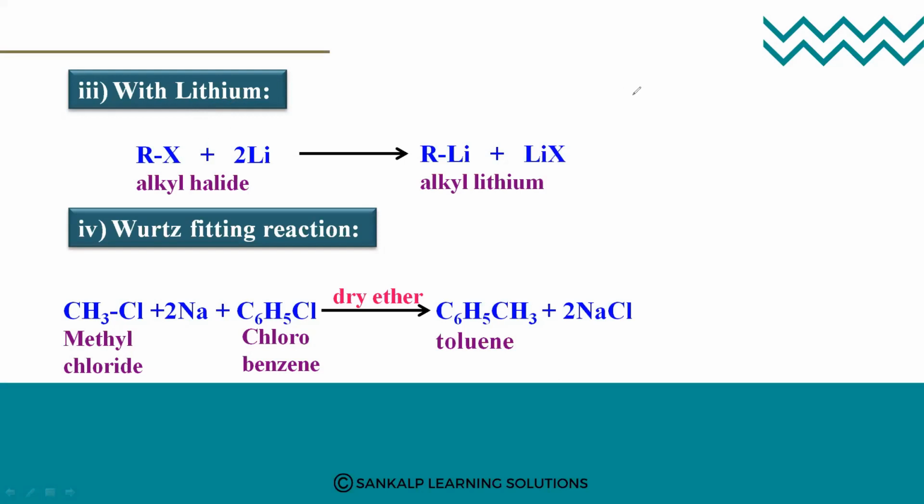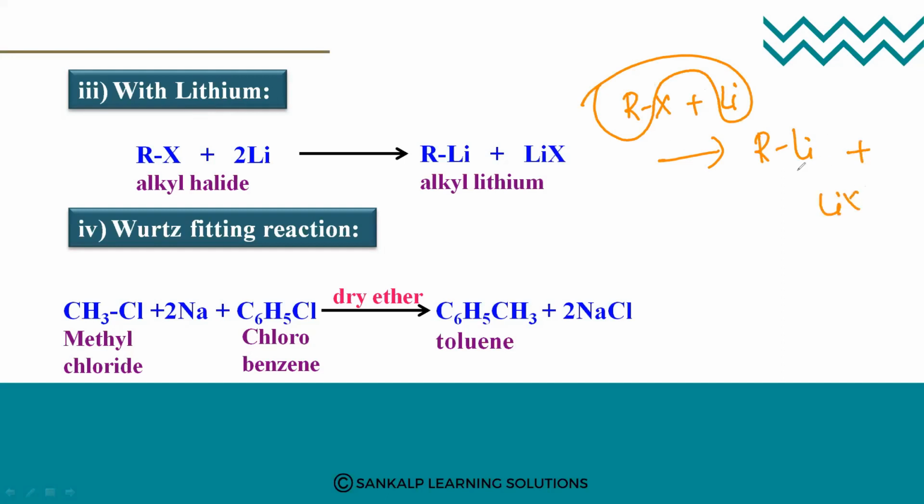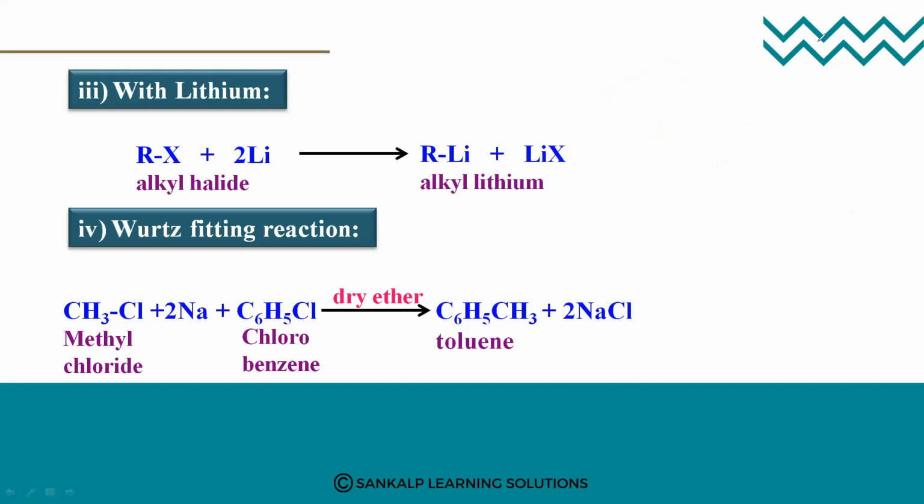The metal taken is lithium. When RX, that is alkyl halide, is treated with lithium, it forms alkyl lithium. So this is the reaction: alkyl lithium plus lithium halide. The coefficient is 2 here, so there are two atoms of lithium. R lithium, that is alkyl lithium, plus lithium halide is the product obtained. This is our third reaction with a metal. First we saw sodium, second magnesium, and third lithium.